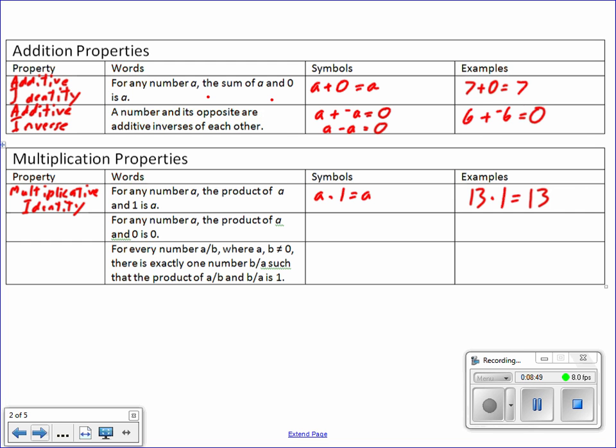For any number A, the product of A and 0 is 0. That is our multiplicative property of 0. I'm going to abbreviate multiplication here, MULT. Property of 0.